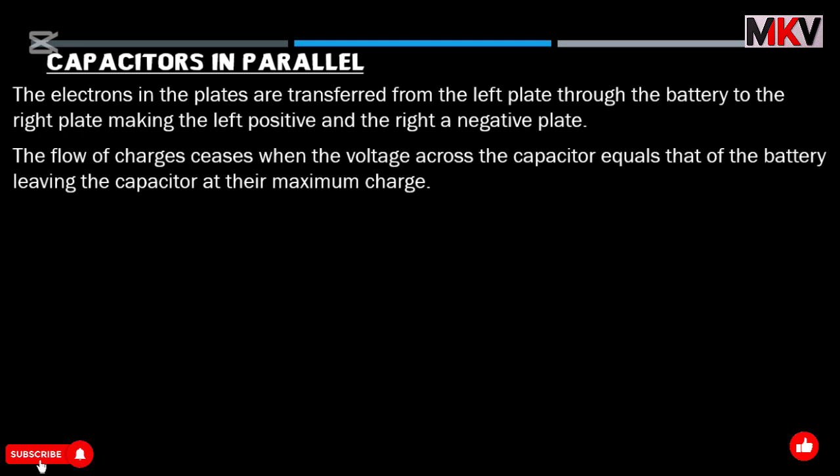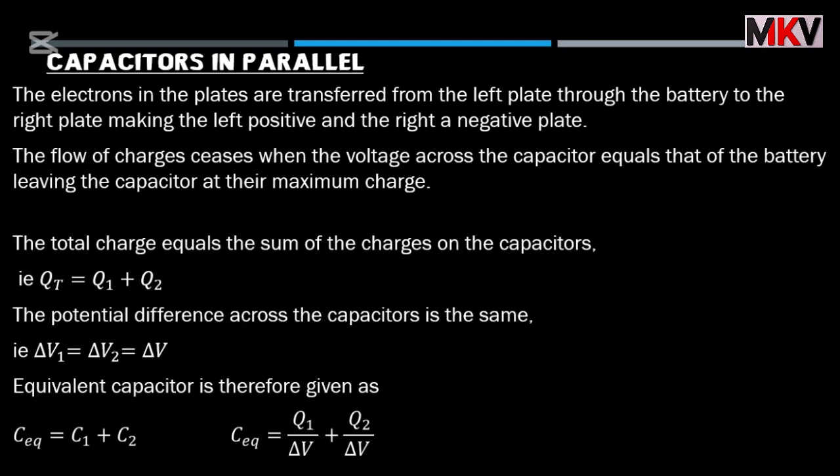Now the flow of charges ceases when the voltage across the capacitor equals that of the battery, leaving the capacitor at its maximum charge. So when the flow of charges ceases, it means the voltage across the capacitor is equal to the voltage of the battery, meaning the capacitor has reached its maximum charge. So the total charge equals the sum of the charges on the capacitors. So we sum up the charges on each capacitor.